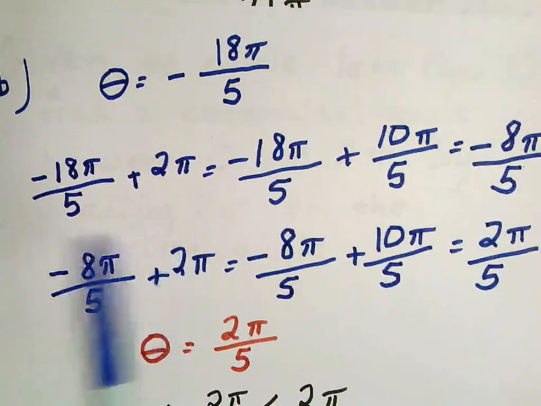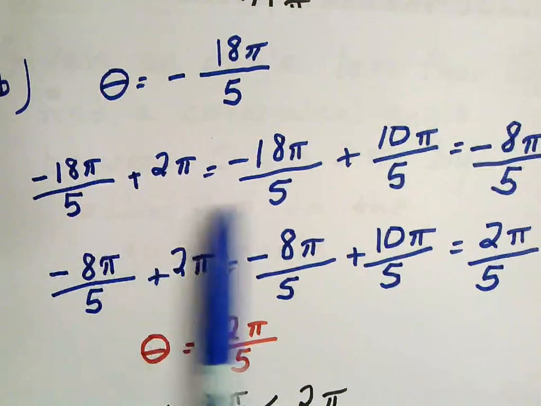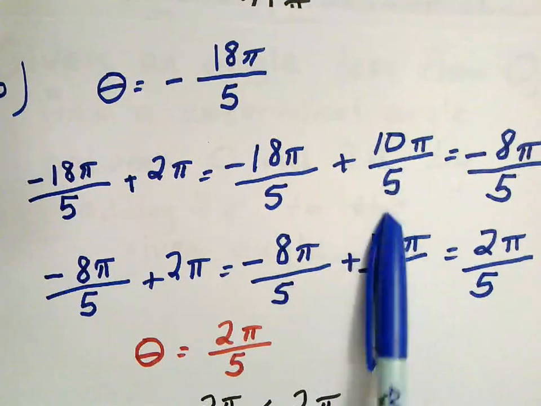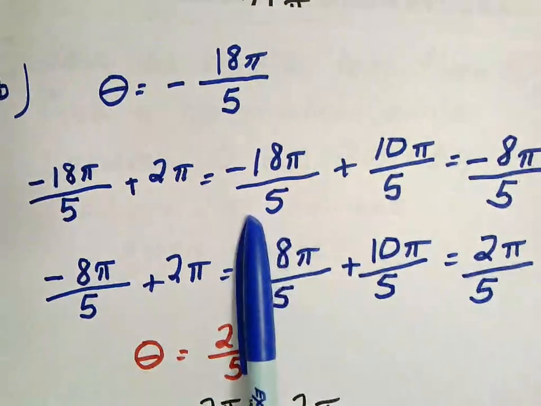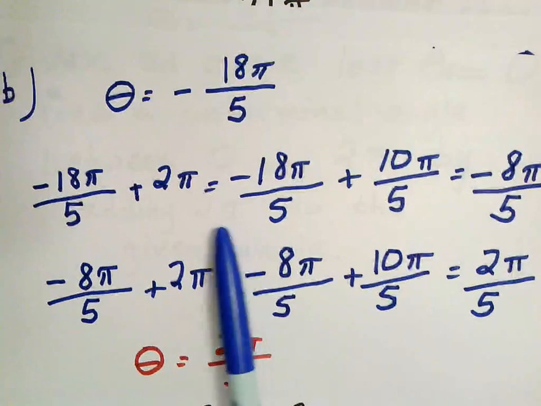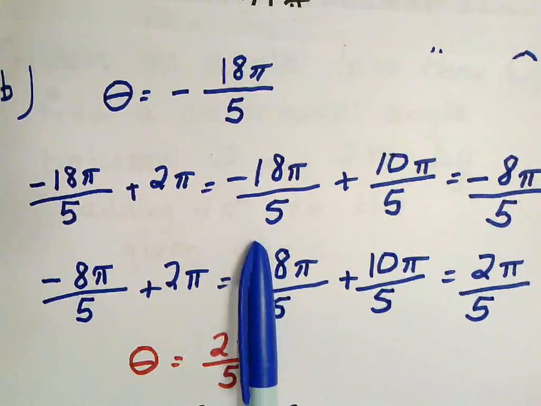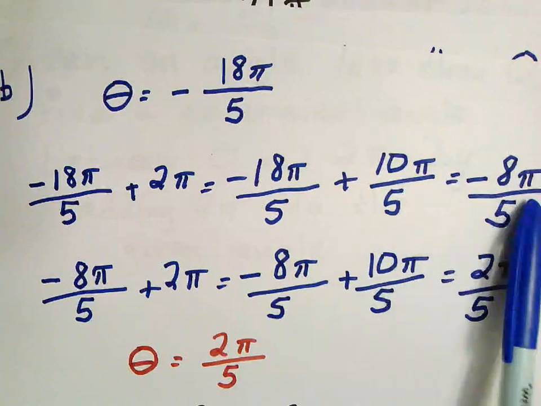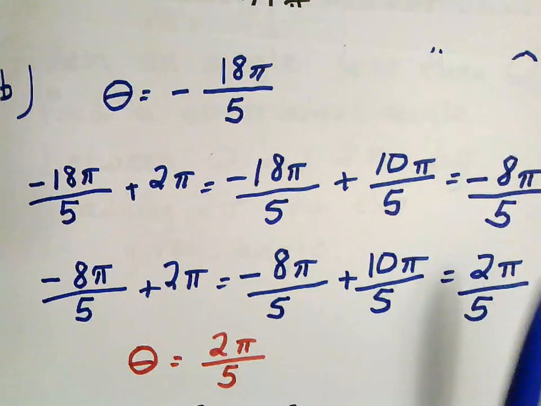And see, our denominator is 5. So 2 pi is the same thing as 10 pi over 5, because 5 will go into 10 too. So it's the same thing as 2 pi. And we have to have what, like denominators, before we can add and subtract fractions. So we're going to have negative 18 pi divided by 5 plus 10 pi divided by 5, which gives us negative 8 pi divided by 5.